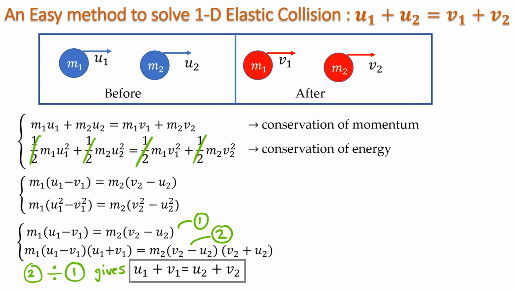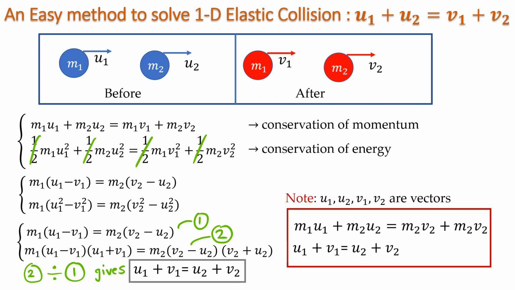To remember, just think: vector addition of initial and final velocity of one object is the same as vector addition of initial and final velocity of another object. So now, instead of using two equations, which were conservation of momentum and energy, we use conservation of momentum and the formula we just got. Having two simultaneous equations is far simpler to solve than the energy equation with squares.